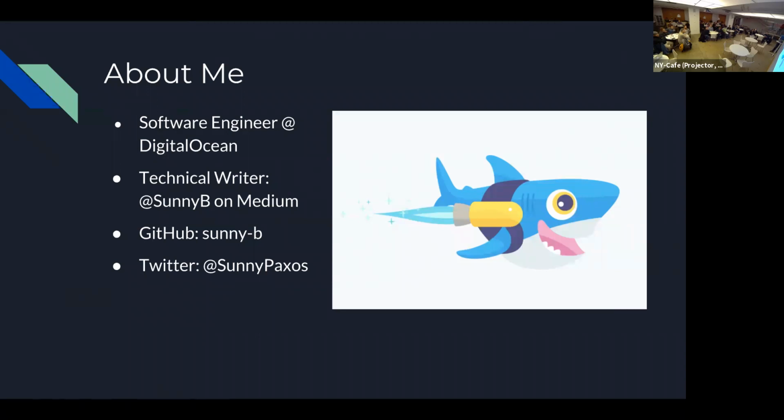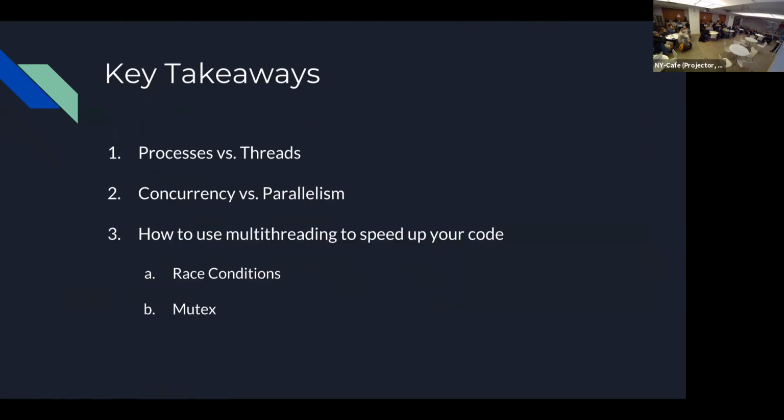So yeah, the main key takeaways that I want you to get out of this talk are: what are processes, what are threads, and how they work. Also, concurrency and parallelism. You might hear them used interchangeably, but there are subtle differences between them. They're not exactly the same thing. So I'm going to talk about those differences. And lastly, I'll be talking about how to use multithreading to speed up code. So I'll be going over race conditions, what those are, and how to prevent race conditions using mutexes.